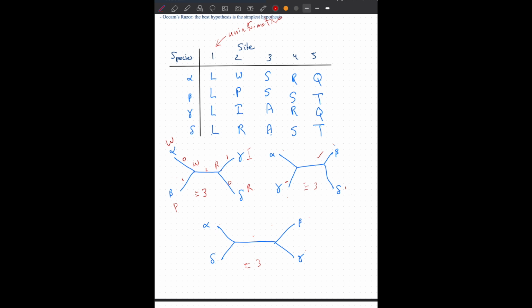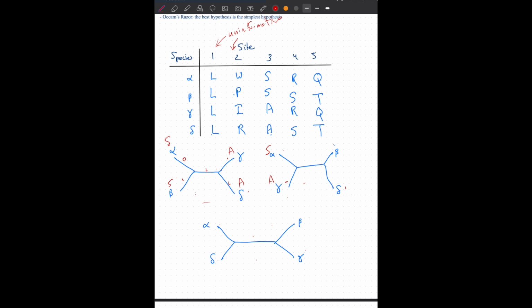So because they all score 3, that character is also completely uninformative. It doesn't give us any hint about the phylogeny of these 4 species, because the character just keeps changing, right? So that's not very interesting. Well, what about site 3? Okay, so it tells me to put an S, a serine, on alpha and beta, and an A, I guess it's alanine, on gamma and delta. So that would be an S here and an A here.